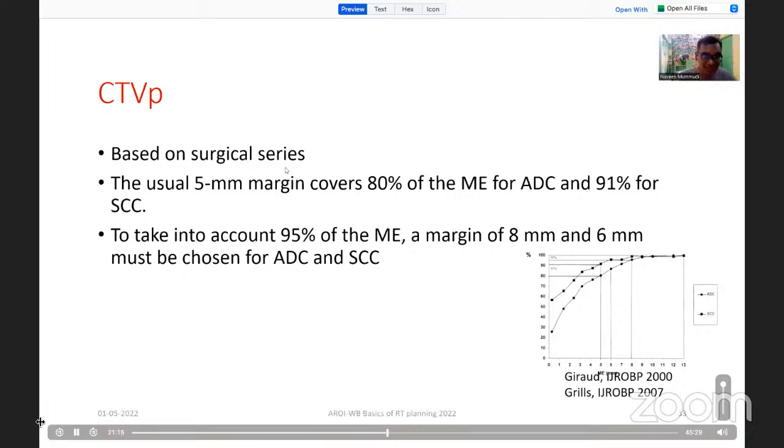But the kind of disease that we treat is mostly advanced rather than early stage. So there your microscopic extent might be slightly larger. So again, this is something that you will do with experience. At our institution, we have ascertained based on our patterns of failure that a 7 mm to 8 mm margin is fairly good enough for your CTV primary expansion.